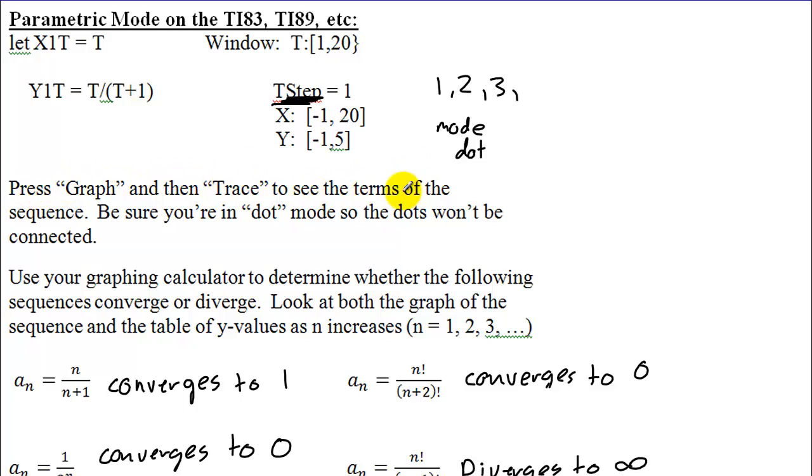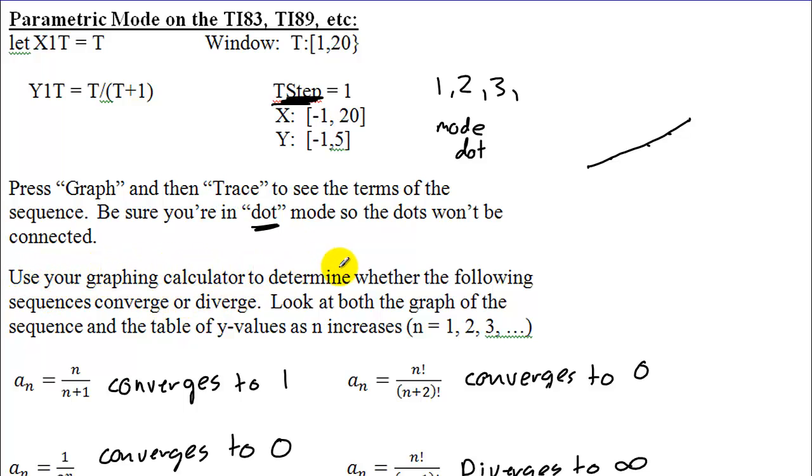Press graph and then trace to see the terms of the sequence. Be sure that, yeah, here it is. You're in dot mode, so the dots won't be connected. So if you have dots for the sequence, you want to see those dots. You don't want to see this curve, even though it may not make a huge difference.